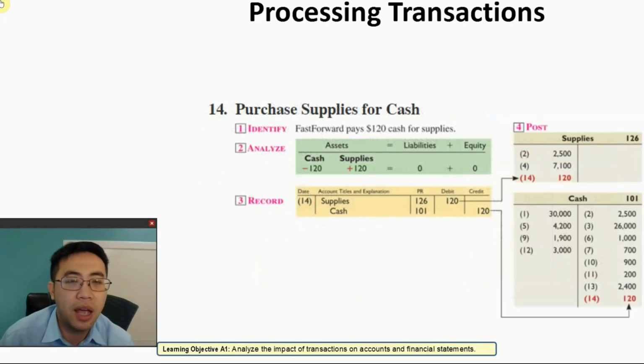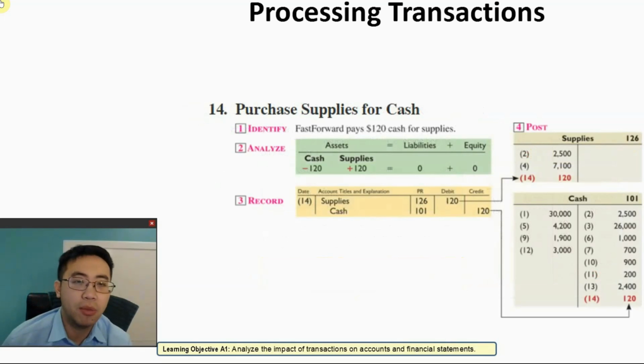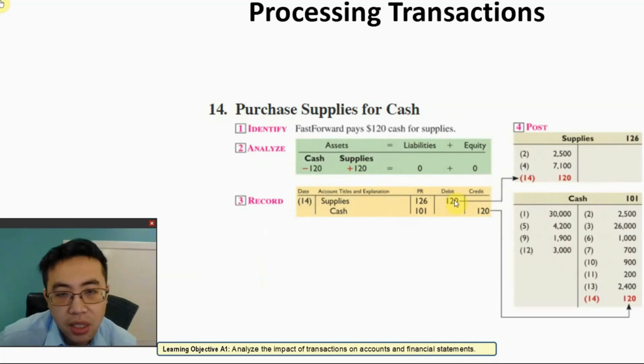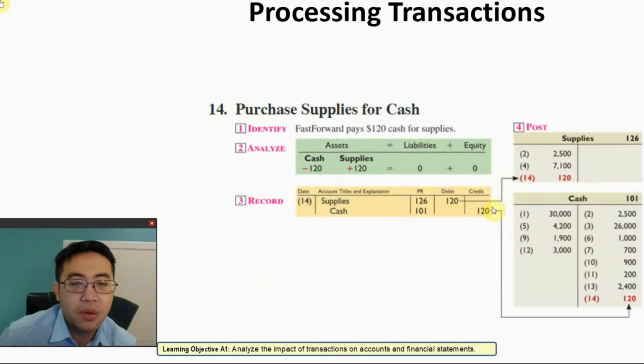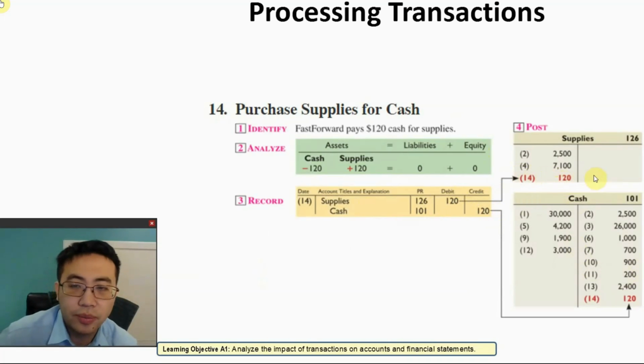Number 14, the company purchased supplies for cash. Well, this is an easy one to understand. So supplies increase, cash decreases. So they are both assets. None of the liability or equity changes. And supplies got an increase as a 120 debit. Cash got a decrease as a 120 credit. And this will go to the according journal.